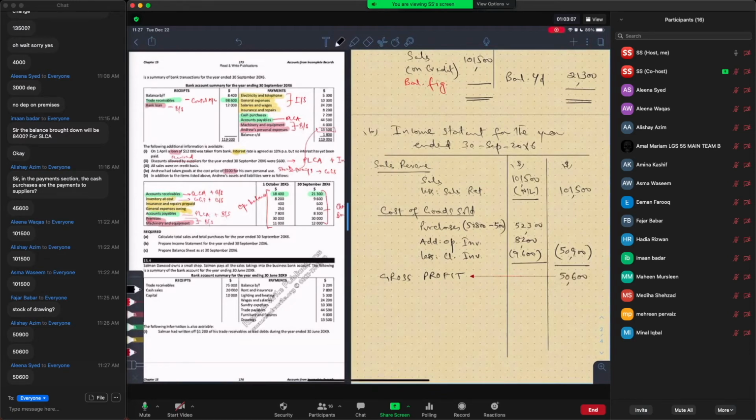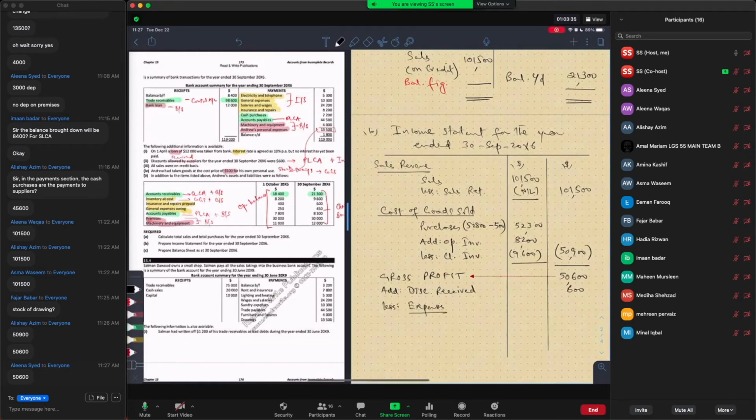Once gross profit is done, we look for other incomes, and we do remember there is one other income, discount received, right? So we will add discount received. There is just one, so you don't really have to create a separate head since there is just one other income. So discount received was $600. So we will add $600, and then we are going to subtract all our expenses.